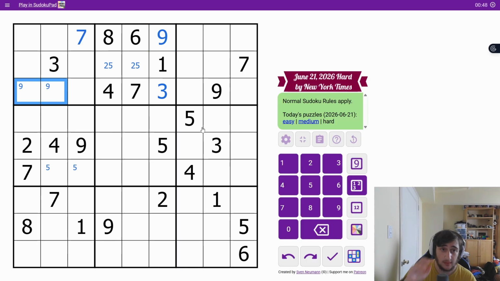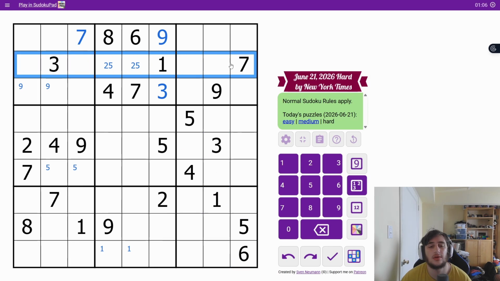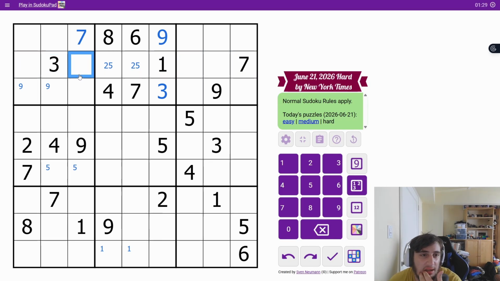9 in one of these two squares. 1 in one of these two. Let's look at this row. Let's not look at that row. I can't find anything.